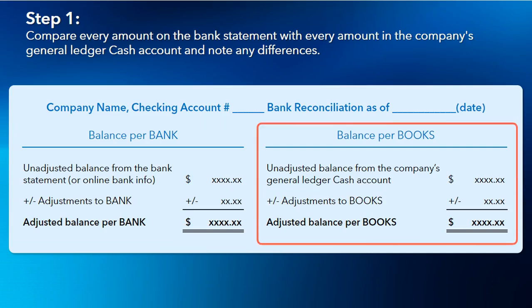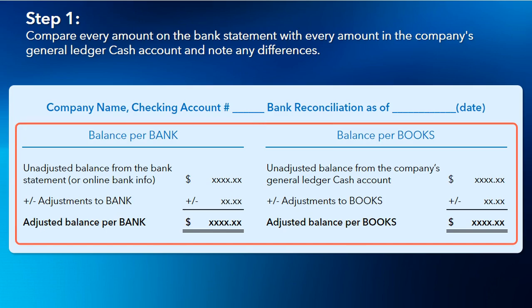Compare every deposit processed by the bank with the receipts recorded in the company's cash account. Any differences, such as a deposit in transit and/or errors, must be shown on the bank reconciliation. Compare other items on the bank statement with the other items in the company's cash account. Any differences, such as bank fees, checks returned because of insufficient funds, collections made by the bank, etc., must be shown on the bank reconciliation.